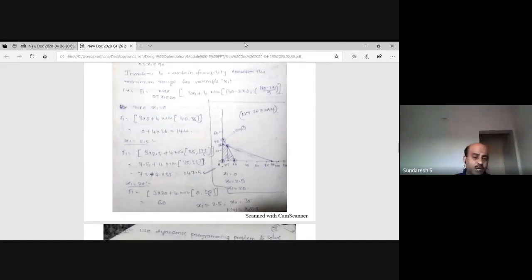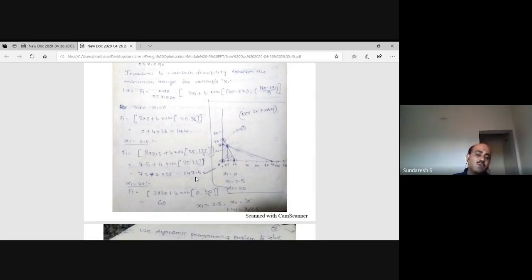Because only for one particular value of x1 will f1 be maximum, you have to identify that value. Here we are getting x1 is equal to 2.5, so we are getting f1 as 147.5. That is the maximum value for f1 that we are supposed to get for this problem.